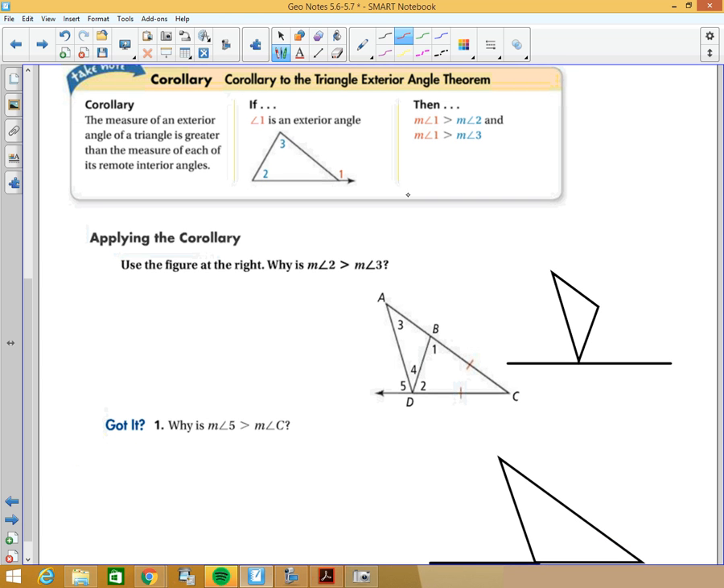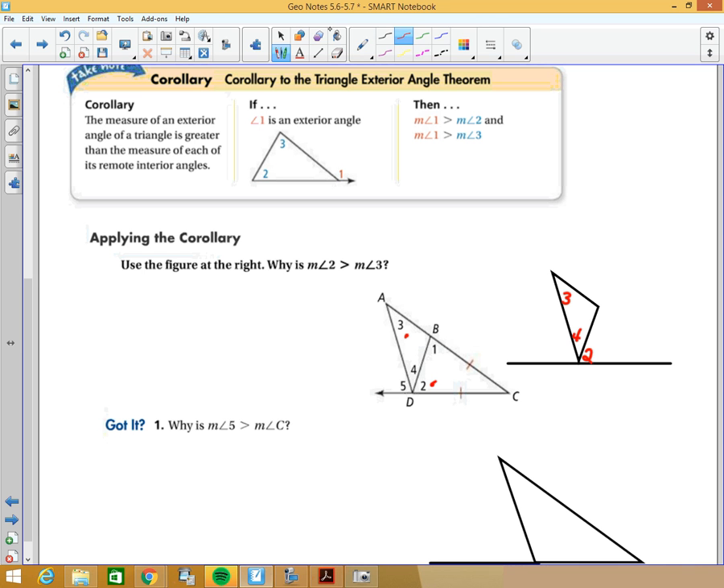Now, how does that work for us with the triangles is what we need to talk about next. If we look at this one right here, we're going to talk about this corollary to the triangle exterior angle theorem. Looking at this triangle, we've got several numbered angles. What we want to know is why is the measure of angle 2, which is this one right here, greater than the measure of angle 3? If I take just this triangle out, I can say this is 3, this is 4, and this is 2.